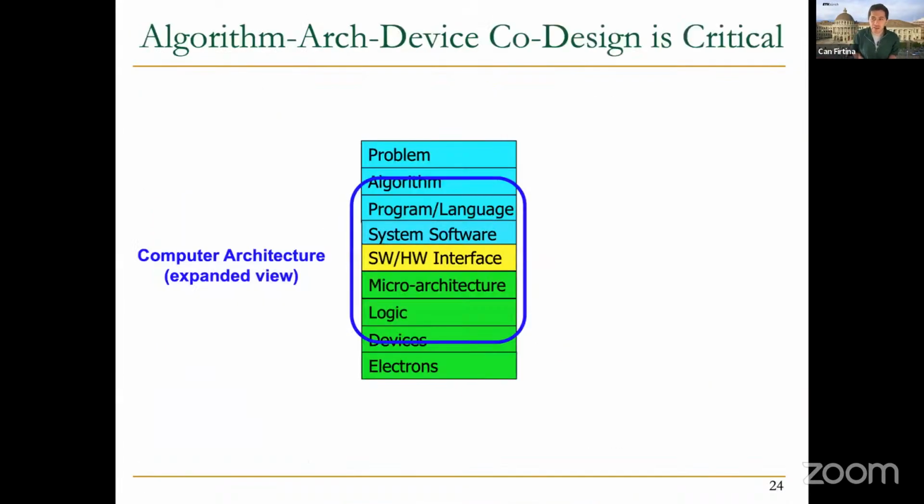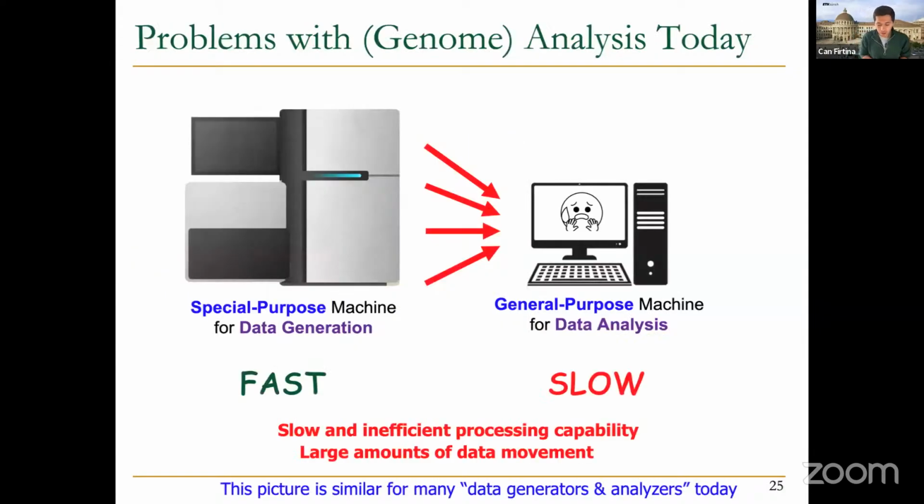And to achieve this, we are looking at the entire stack of computer architecture, starting from the problem almost down to the electrons level, but usually stopping at the devices level. Then we ask how we should co-design this entire stack so that the analysis becomes accurate but also fast. What we really observe is that data generation is really not a problem. The sequencing devices are really specialized at generating data at a very, very fast rate.